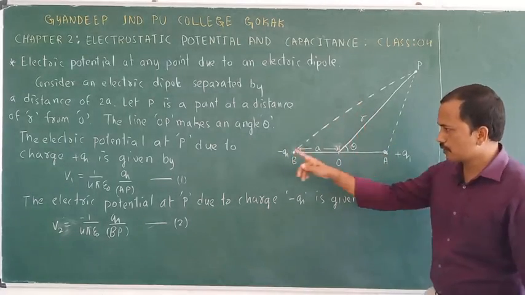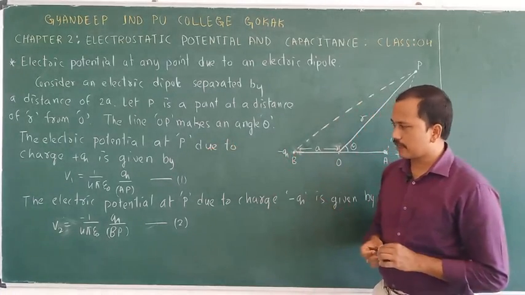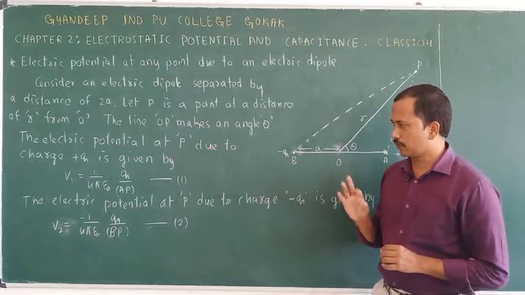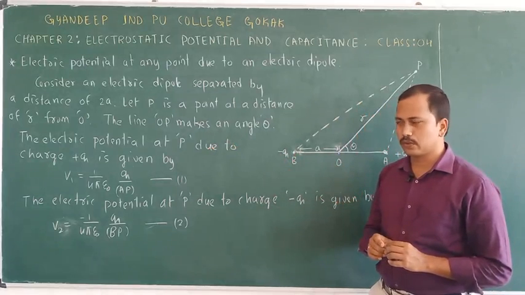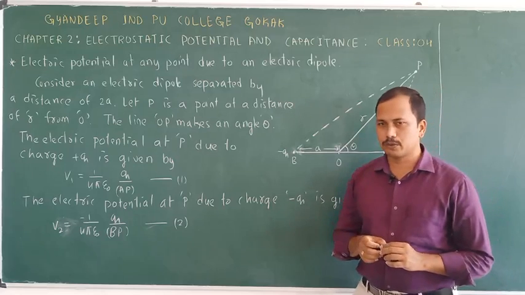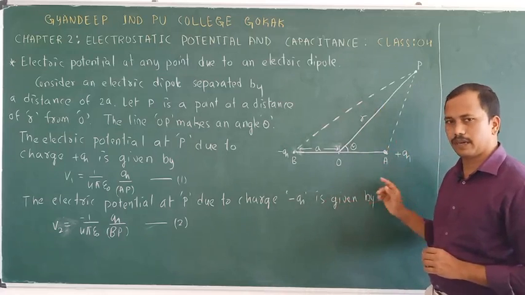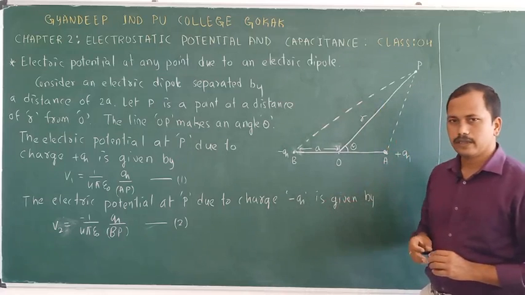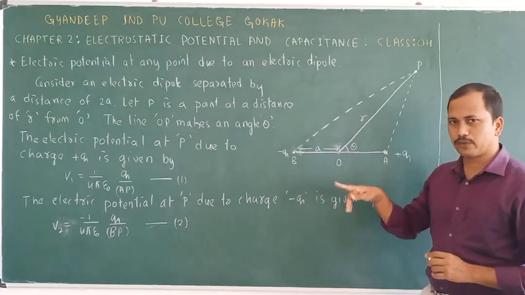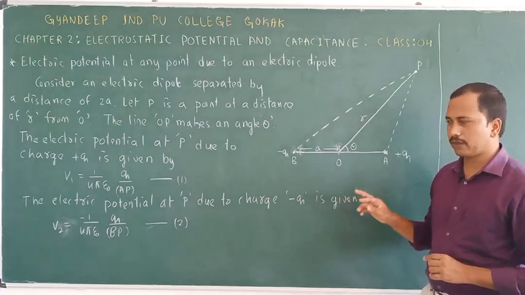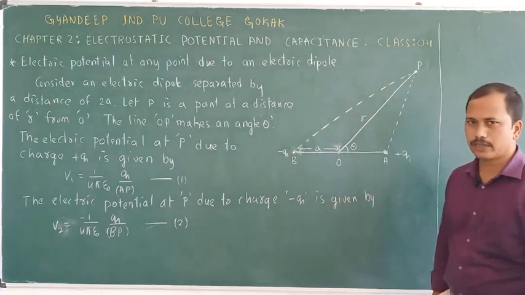Okay, so first, the electric potential at P due to charge plus q is given by V1 is equal to 1 by 4 pi epsilon, q divided by AP. And similarly, the electric potential at P due to charge minus q is given by V2 is equal to minus 1 by 4 pi epsilon, q divided by BP. Okay.